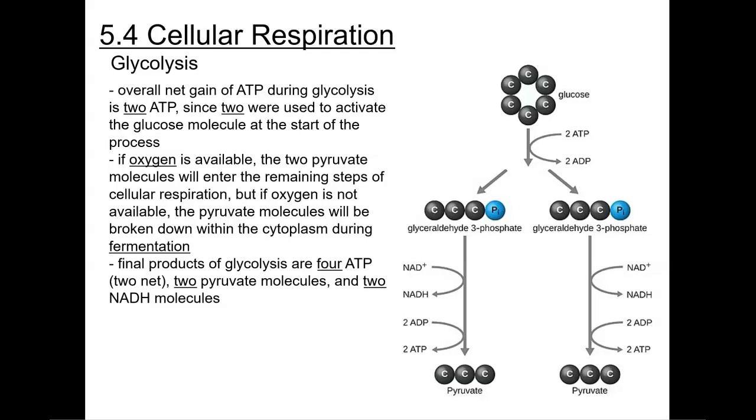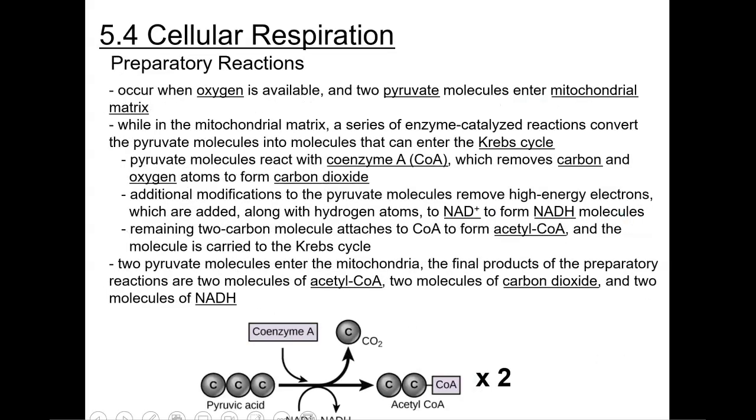If oxygen is available, the 2 pyruvate molecules will then enter the remaining steps of cellular respiration. But if oxygen isn't available, the pyruvate molecules will be broken down within the cytoplasm during fermentation. So the final products of glycolysis are 4 ATPs, 2 net, 2 pyruvate molecules, and 2 NADHs. What that means is 4 ATPs, but 2 have to go back, so 2 net is what you can use. Then 2 pyruvates, and 2 NADHs, which are your high energy electron carriers.